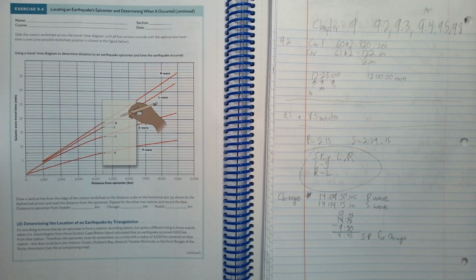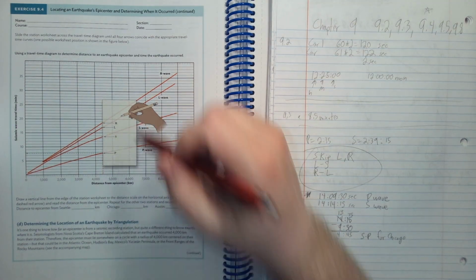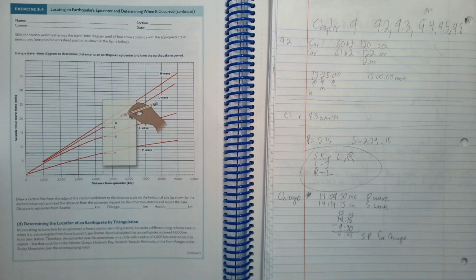Slide the station worksheet across the travel time diagram until all 4 arrows coincide. We're not going to do that. We just need to do the P and the S, right? What is this square thing going on? This is probably the trickiest part of this whole operation. We want to figure out the time between the P wave and the S wave, right? We did figure that out. We want to figure out now the distance.